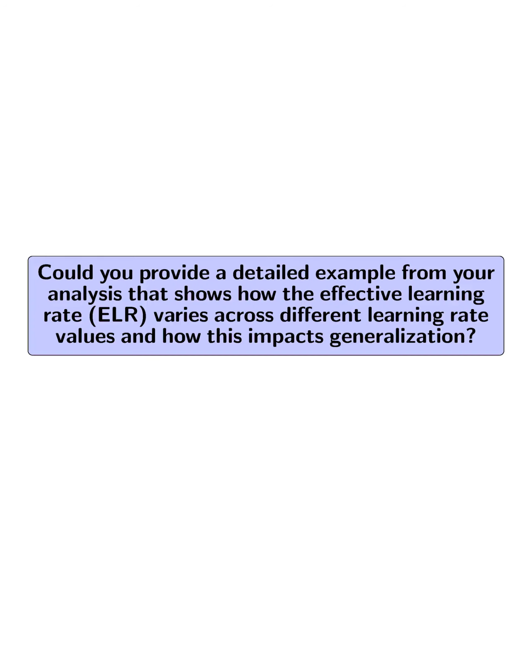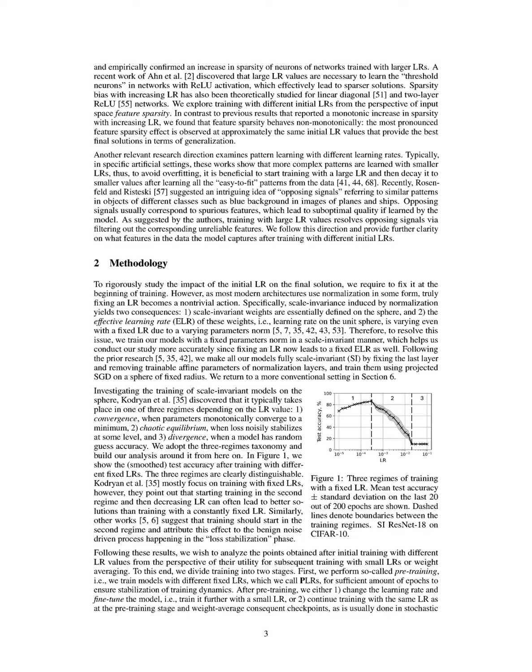Could you provide a detailed example from your analysis that shows how the effective learning rate, ELR, varies across different learning rate values and how this impacts generalization? In our analysis, we observed that the effective learning rate, ELR, varies significantly across different learning rate, LR, values, particularly when training in the second regime, which we subdivided into subregime 2A and subregime 2B.